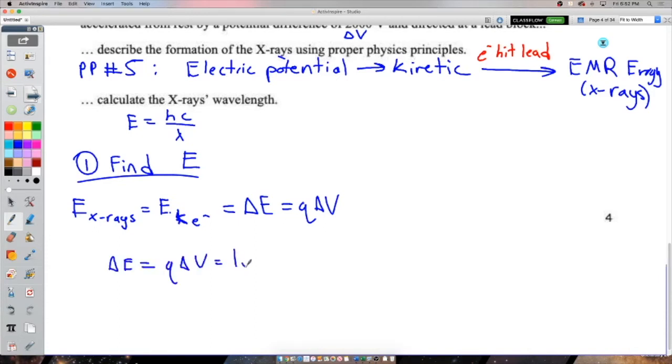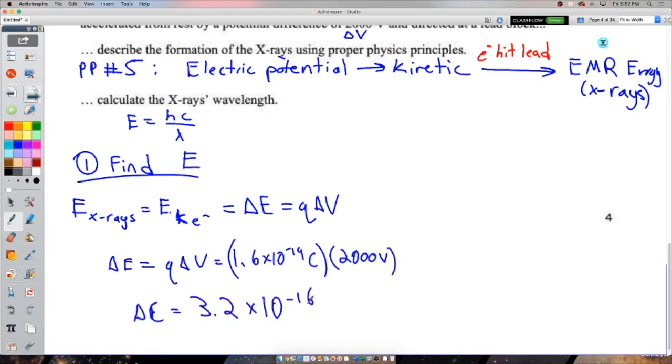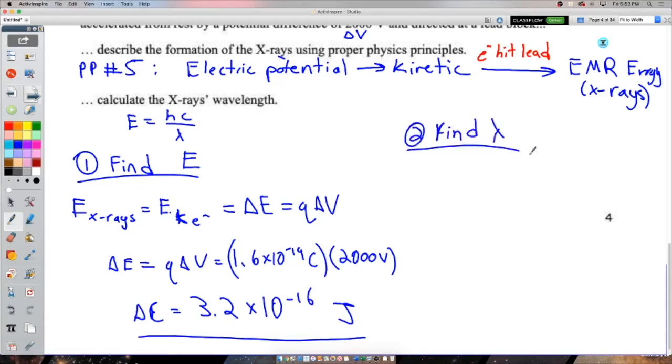And they are electrons, so their charge is the elementary charge. The voltage was 2000 volts. Okay, so that's how much potential energy these electrons had at the beginning. And therefore, it's how much kinetic energy they had at the end. And therefore, it's how much kinetic energy is going to be turned into EMR energy in the X-rays, right? Notice, we're still doing Physics 20 stuff here. Conservation of energy. The energy is just starting to get weirder.